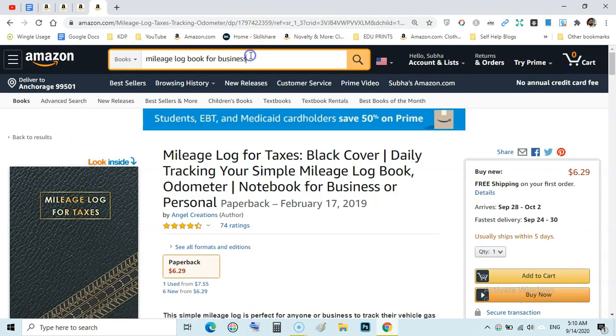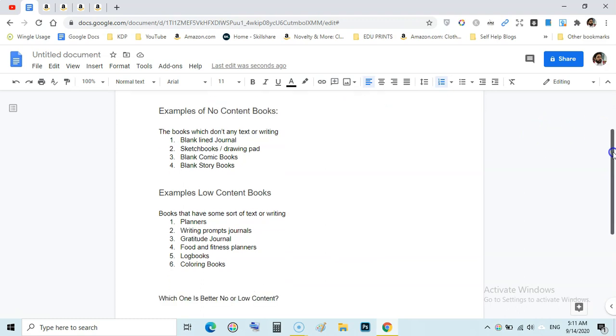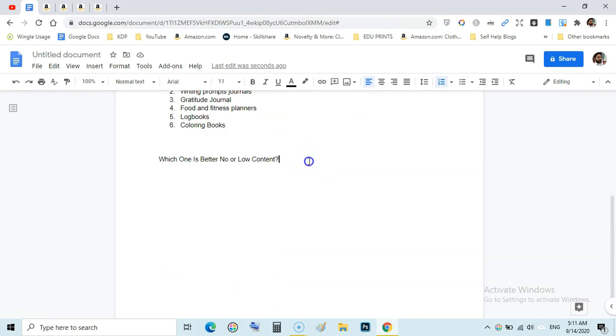Coloring books are another example of low content books. Coloring books also fall under the category of low content books, because every page is different from the previous one, and it also has some content that the user actually uses to color. So these are the examples of no and low content books, and the main question is which one is better.